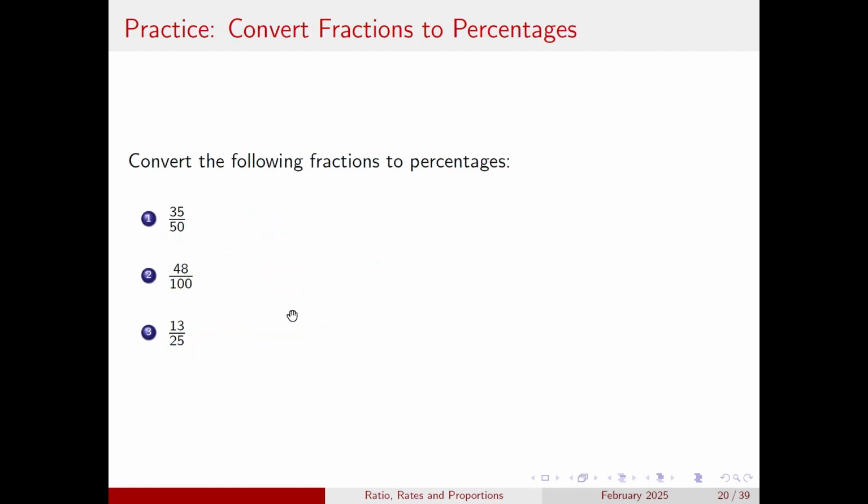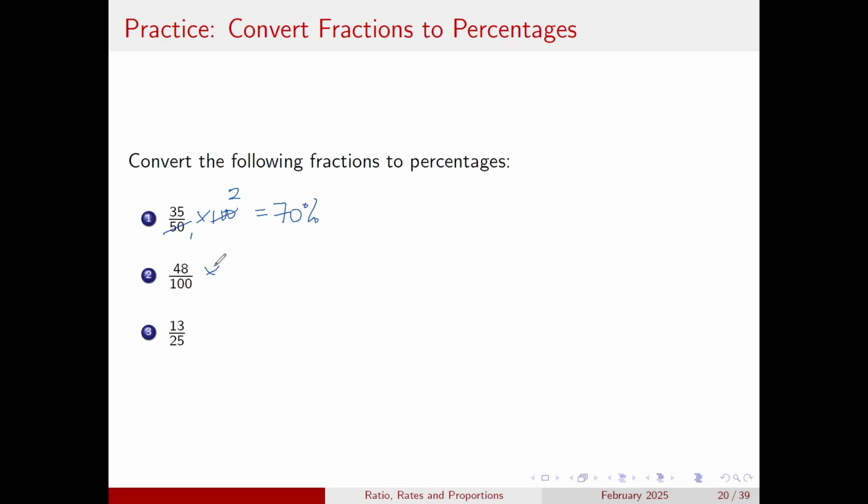So let's practice converting these fractions to percentages. To convert the following fractions to percentages, you multiply each of these fractions by 100. So 35 out of 50 times 100. And that is giving me 50 goes in here 1, goes in here 2. 35 times 2 is 70. And then I add my percentage sign.